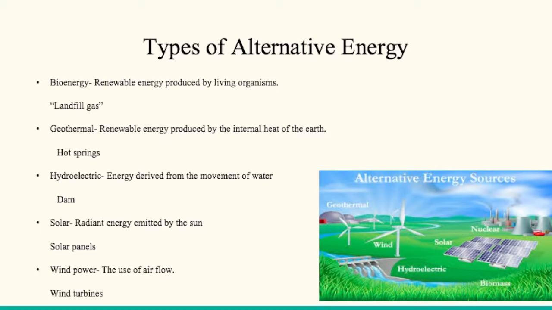Next, we have hydroelectric. This is energy derived from the movement of water, such as dams. We have dams that hold water in one spot and use the movement of the water to make energy. Next, we have solar power. This is radiant energy emitted from the sun. We take the sun's rays and absorb them with solar panels. As you can see in the picture, those big rectangular shaped objects are the solar panels that absorb the sun's rays and use its radiation to produce energy for us.